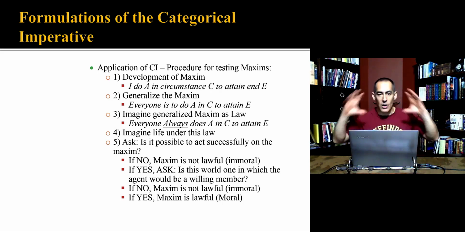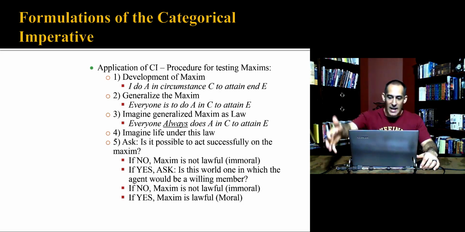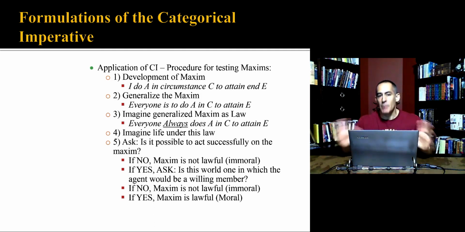So applying the categorical imperative for testing maxims is done this way. First, we develop the maxim, which is generally in the form of: I do action A in circumstance C to attain end E. Plug in whatever you want for the letters. Second step is you generalize and say everybody's going to do action A in situation C to obtain end E. And then you imagine generalizing the maxim as a law. Not just that everybody does it, but everybody always does it. Everybody has to do it. And then you just imagine life under that law.